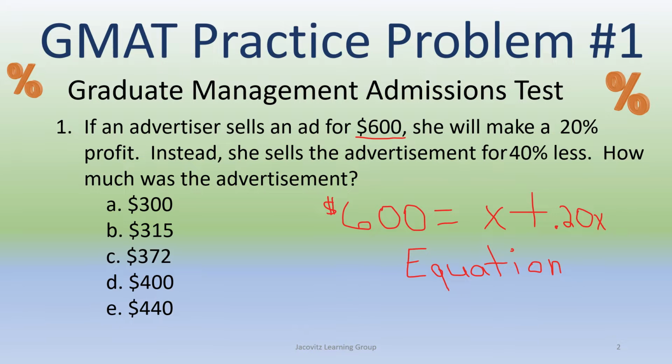Let's take a look. If an advertiser sells an ad for $600, she will make a 20% profit. Instead, she sells the advertisement for 40% less. And how much was the advertisement? So when we start, I went ahead and wrote the equation on this page. The GMAT test advisors advise that you set it up as 600 equals x plus 0.20. And remember, this is 1x. So just think about that as we move on.